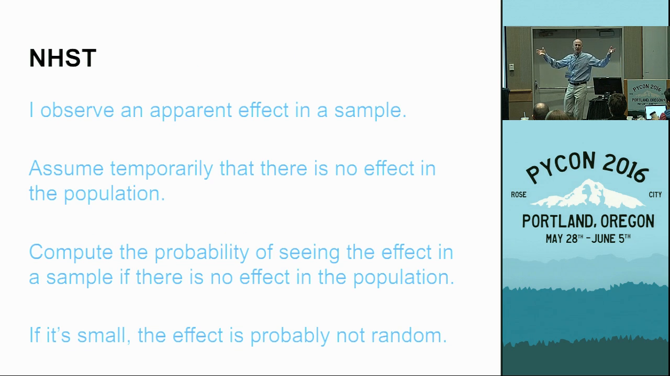So I see something in a measurement. I see a difference between two groups, or I see a difference in proportions. And I think there might be something really going on there. What I can assume temporarily is that, nope, there's nothing going on. It's just a random effect. And I could ask, if this was just random, what would be the probability of seeing an effect as big as what I actually saw? And if that value is small, in other words, if my data are unlikely under the null hypothesis, then I conclude that the apparent effect is more likely to be real. So that's the logic of the whole thing.